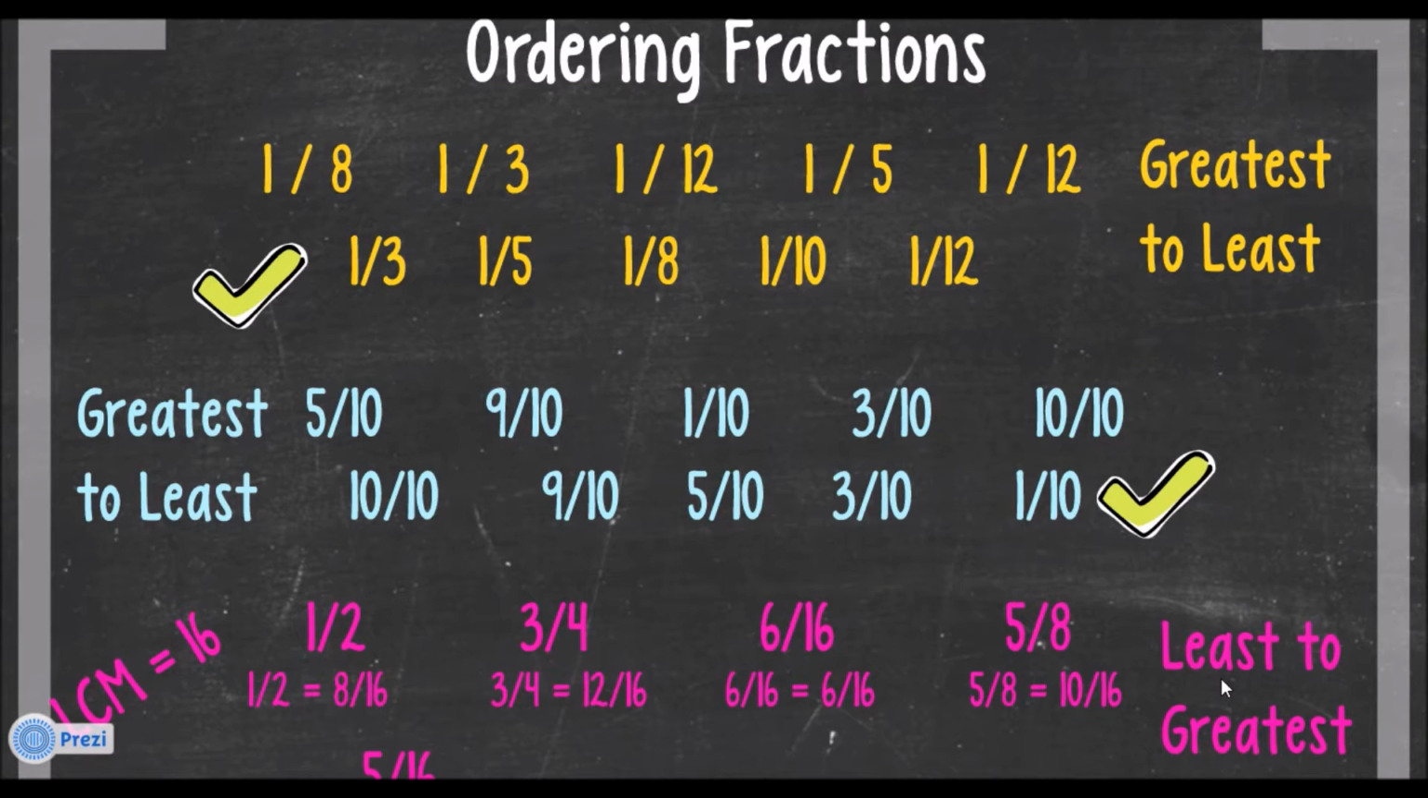6/16, sorry, that's a 6, you just can't see it. 6/16, 8/16, 10/16, and 12/16. Okay, sorry, you can't see that. That is how you order fractions. So you have to decide which way you're going to use and then go to work.